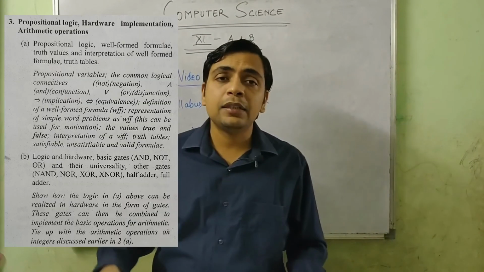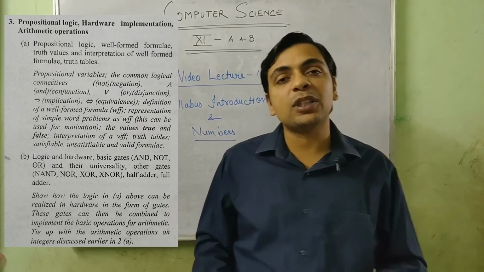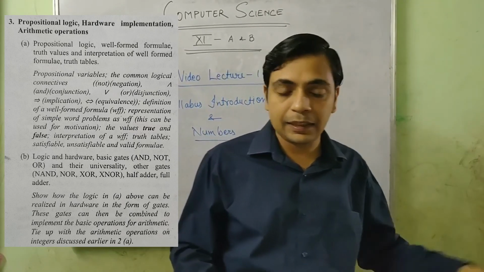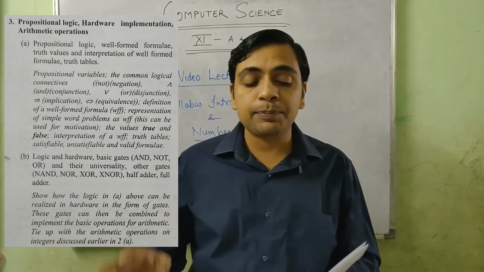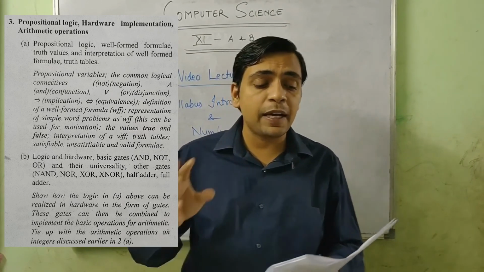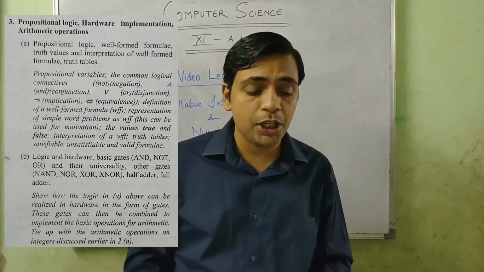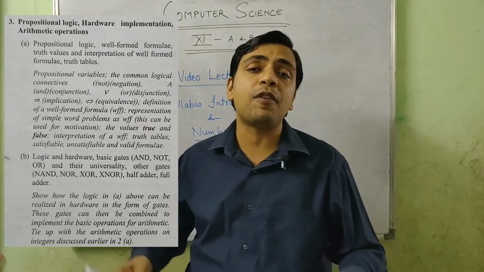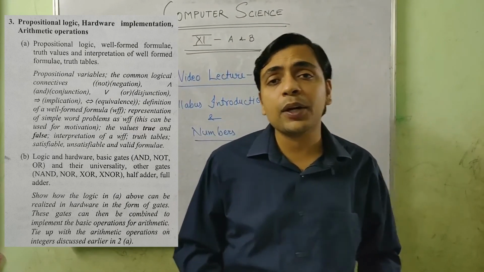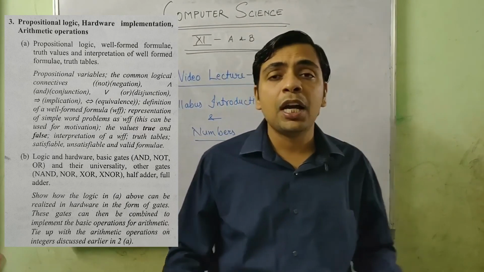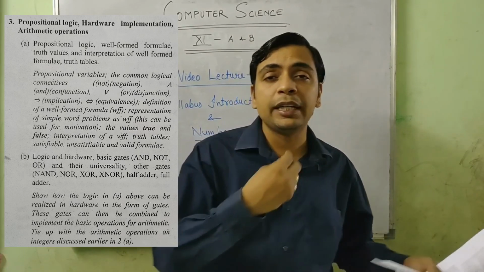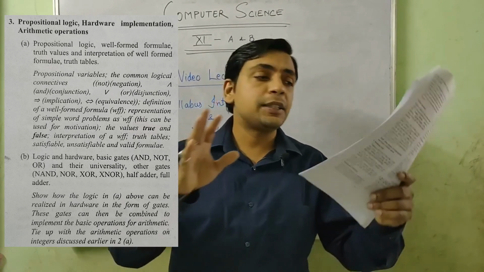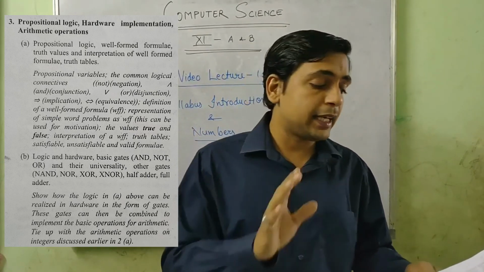Chapter 3 is not only important for your 11th class but also for your 12th class. It will form a base for class 12th. The third chapter is propositional logic, hardware implementation and arithmetic operation. Here you are going to study propositions, various types of operators and connectives that you use with these propositions, some Boolean laws, and some Boolean gates as well. When you study them, you will understand that it's very easy and it's very marks gaining as well.